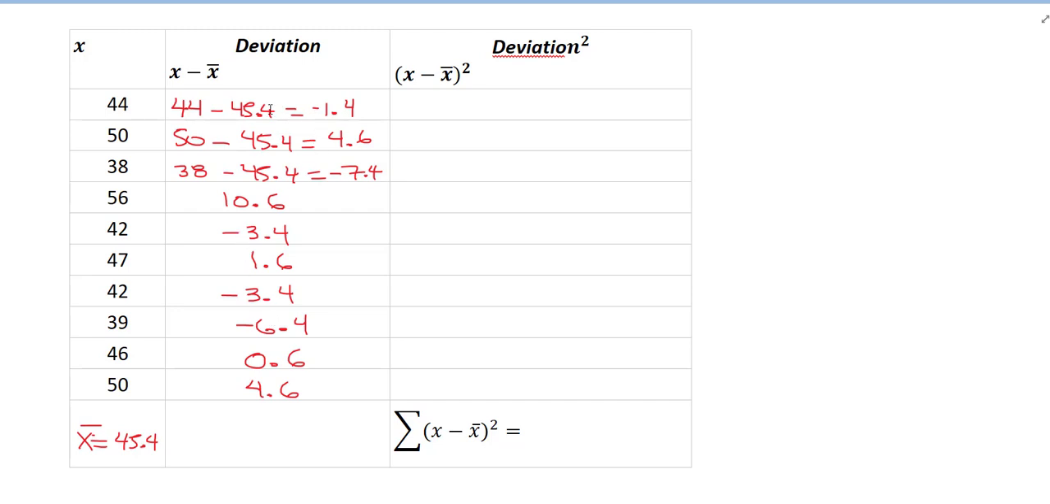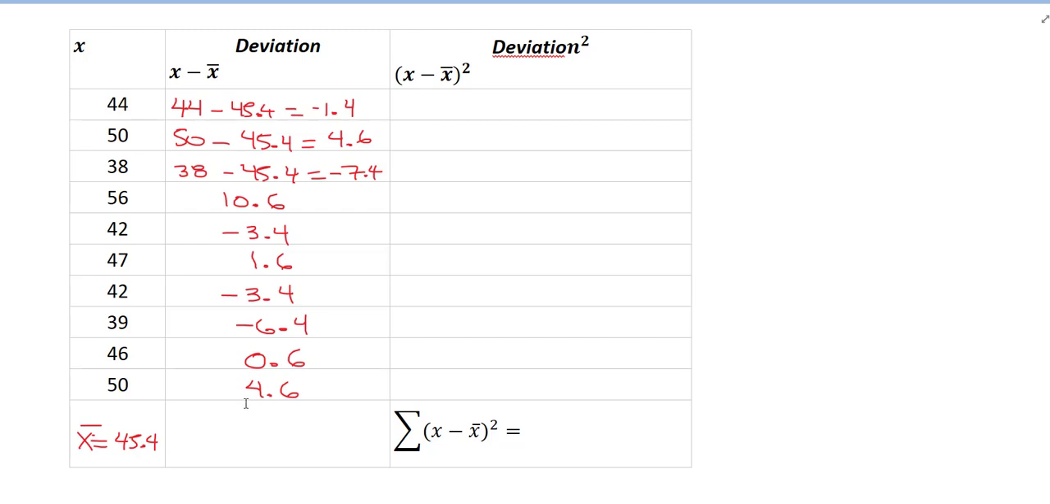The negatives, like notice that the 44 in the deviation is negative 1.4. So this tells me that I am a distance of $1.4 away from the mean to the left. So I'm smaller. So 44 is less than the mean. Here, 50 minus 45.4, we get 4.6. So that means that 50 is above the mean. So the negative tells me we're below the mean. The positive tells us we're above the mean.